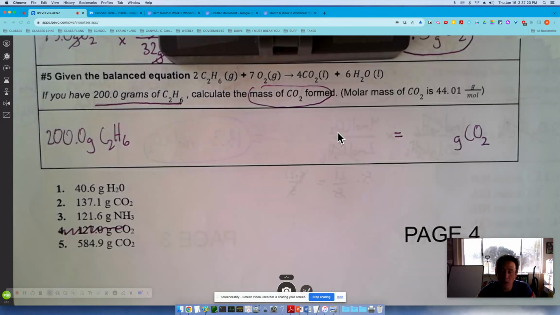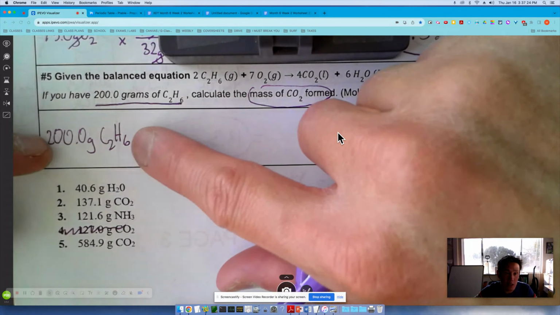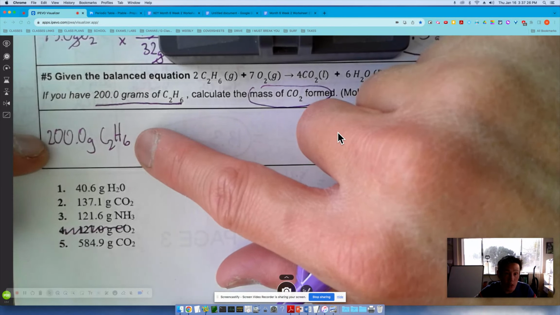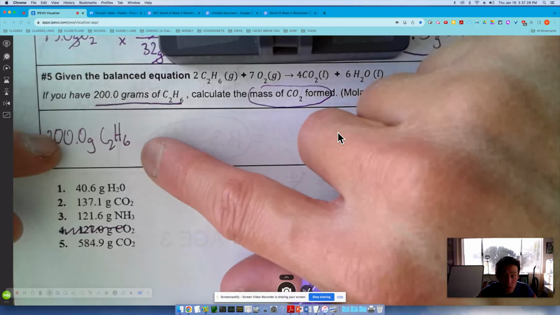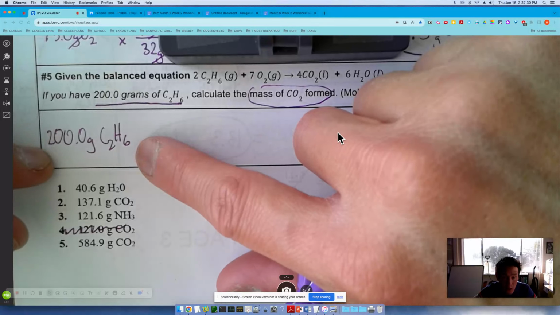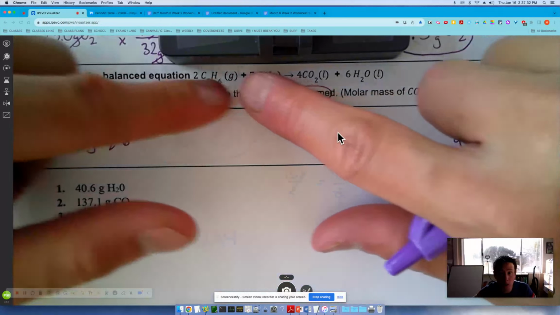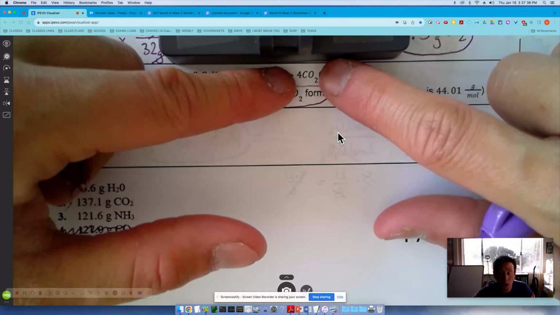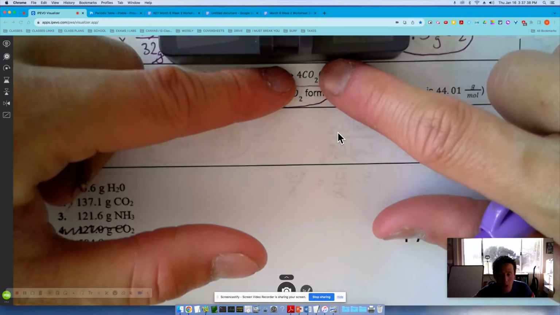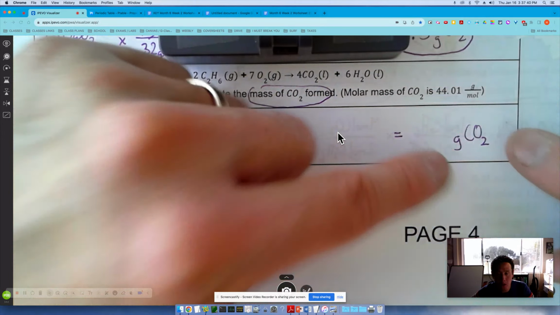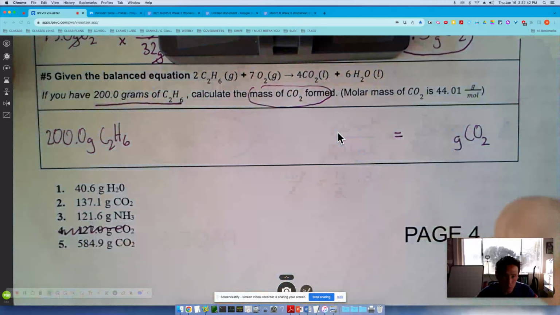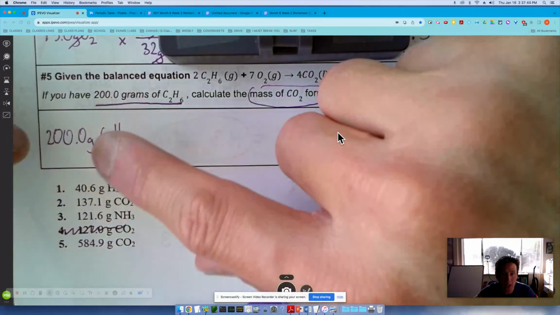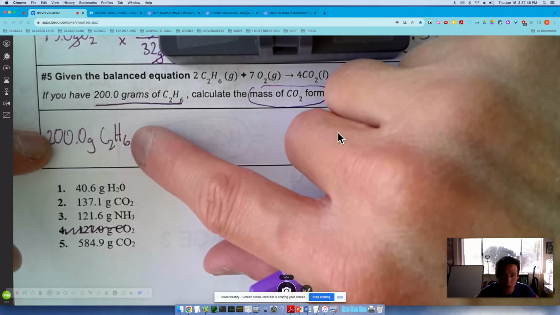If you could follow that logic, hopefully you understand that this needs to be converted to moles of C2H6. I want to see how many moles of C2H6 I have here in order to look at the relationship and figure out how much CO2 I actually got in moles. I know I want grams of CO2, but we're not there yet. First, I need to know how much this translates into moles of C2H6.